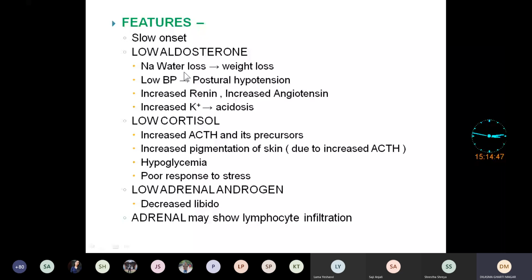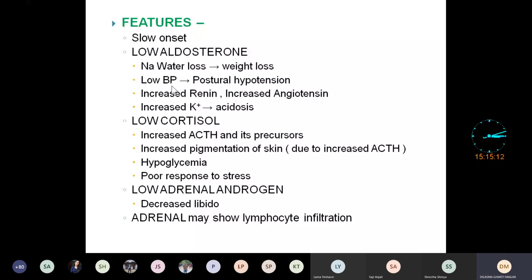And whenever water and sodium are not there, definitely low blood pressure will be there, and the person will have postural hypotension. Postural hypotension means if a person is lying down and then suddenly gets up, at that time the blood pressure becomes low. That is known as postural hypotension.